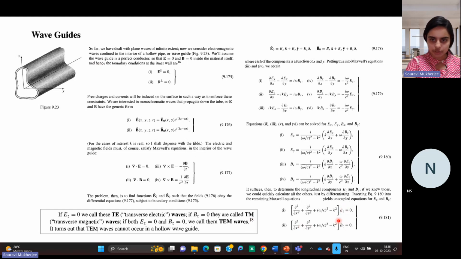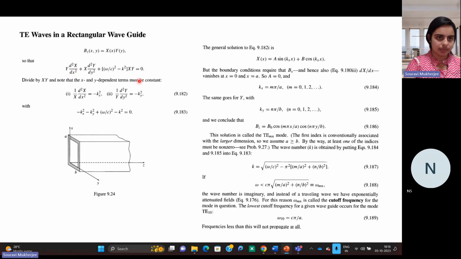Your Ez is 0. Now you're using this relation, and if you put that here, you get something like this. Basically, it's the same as how you used to solve by separation of variables. You write independent equations for x and y, and this is the relation which satisfies your wave vector definition. So what should be the general solution of this? The general solution should be something like this.